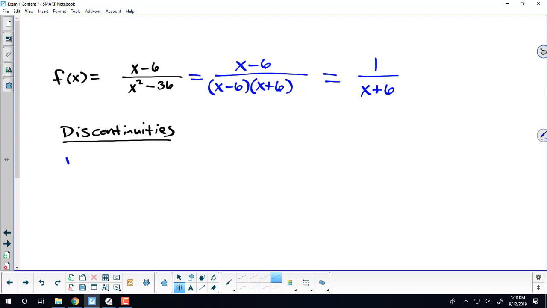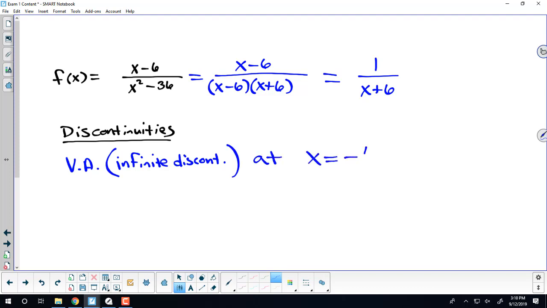Okay, so we would say vertical asymptote. Remember, that's an infinite discontinuity at x equals -6. And what else? Why is it -6 and not 6? Because if I plug 6 in here, it's 1 divided by 12. If I plug in -6, then, yeah.